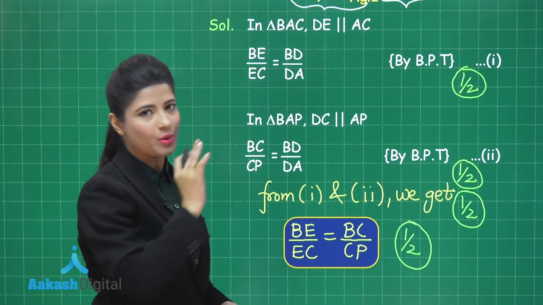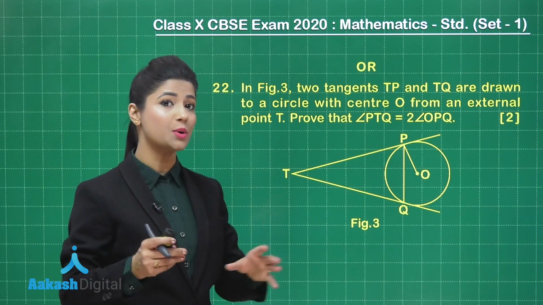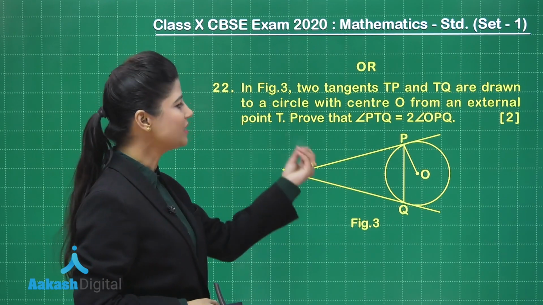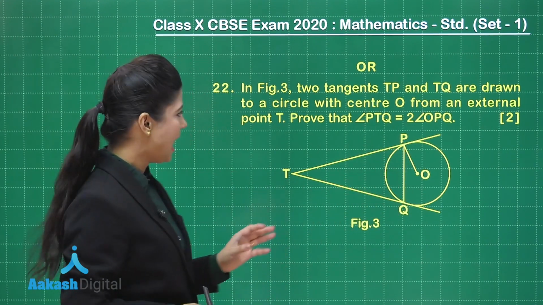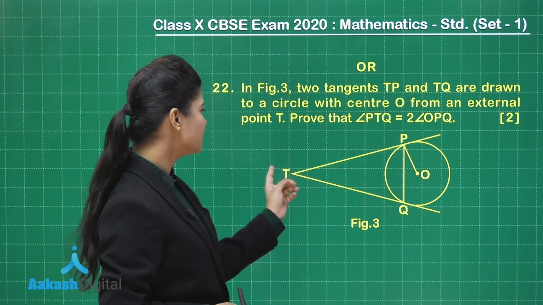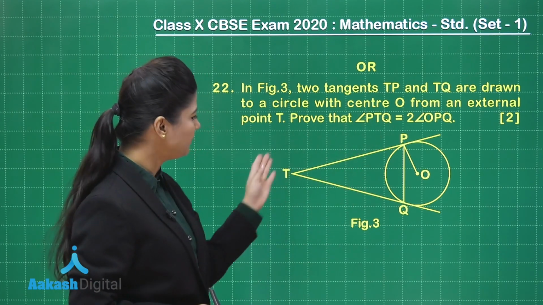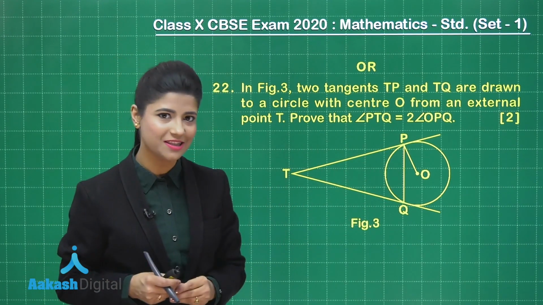Now we have the choice in this question. Let's come to the second choice of this question number 22. This is a question related to circles. Here it states, in figure 3, two tangents TP and TQ are drawn to this circle with center O. And you can clearly see they are drawn from this external point T. Next, you have to prove that angle PTQ is equal to twice of angle OPQ. So let's proceed with this question.